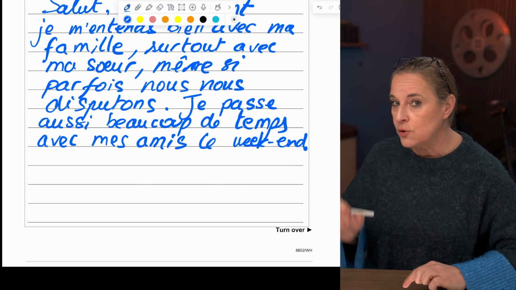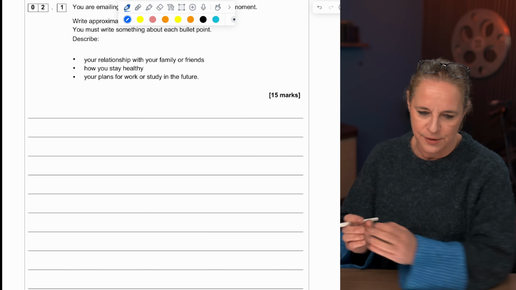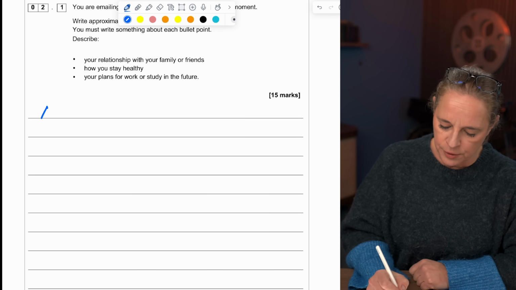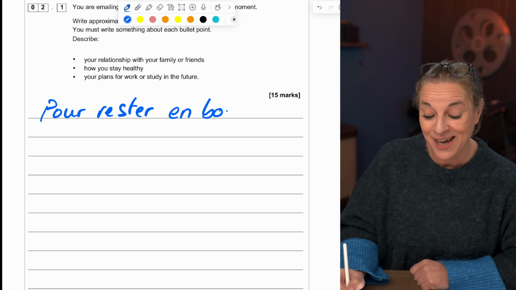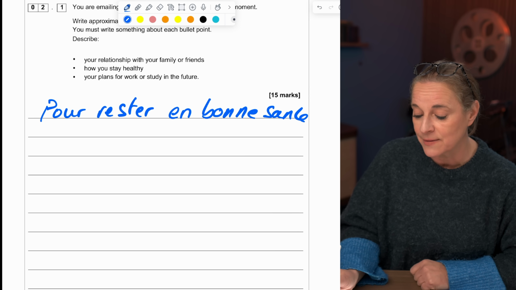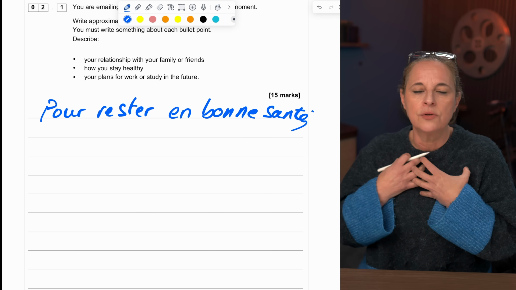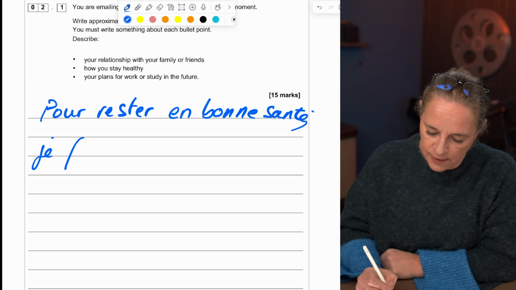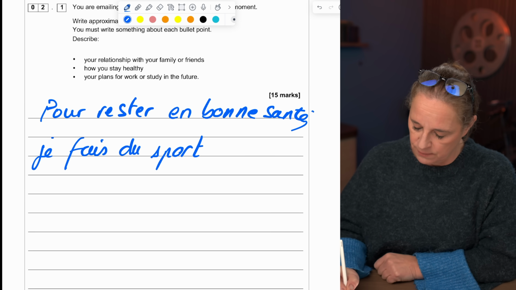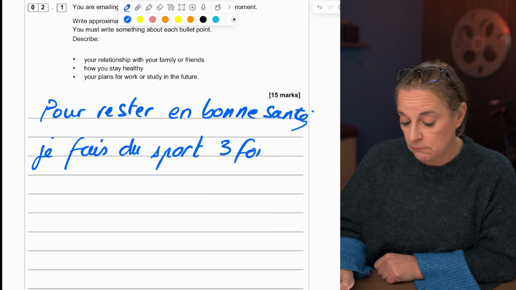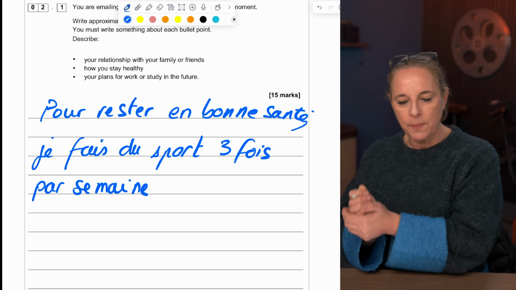So for this, let me use another part of the paper so we see very clearly the 3 bullet points. Okay, pour rester en bonne santé. Pour rester en bonne santé. Now again, these are words that you should know by heart. Pour rester en bonne santé, virgule, what do you do? Think about what you do to stay healthy. Je fais du sport, okay, and tell me how many times per week. 3 fois par semaine, for example. Yeah? Je fais du sport 3 fois par semaine.